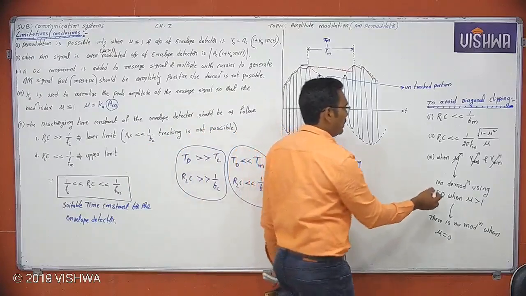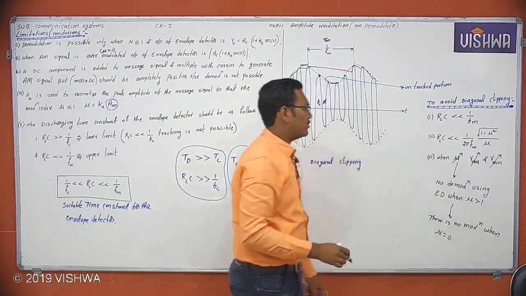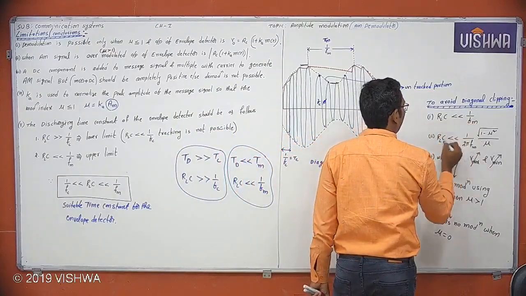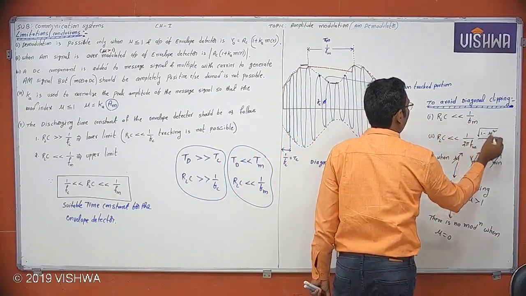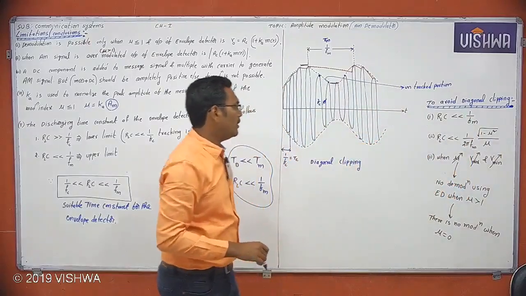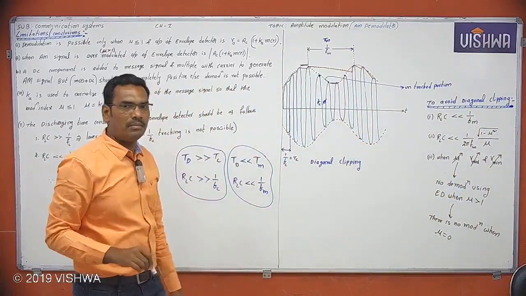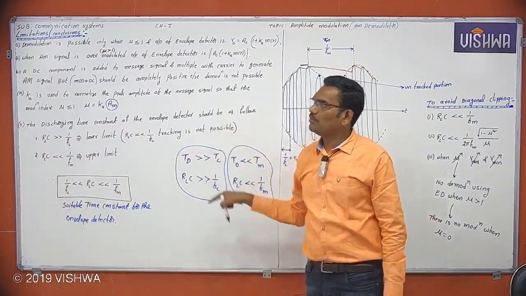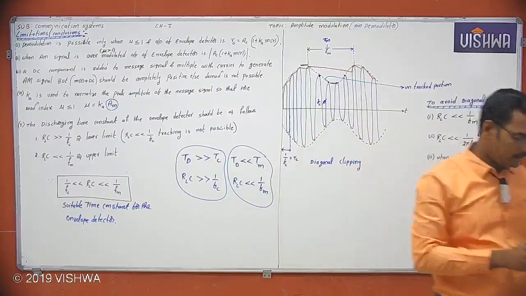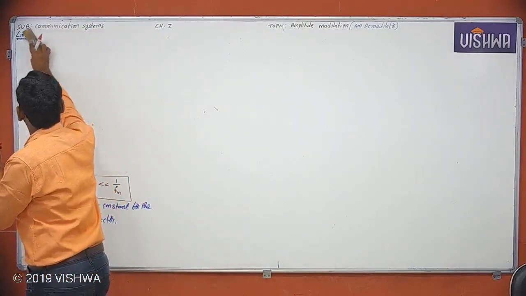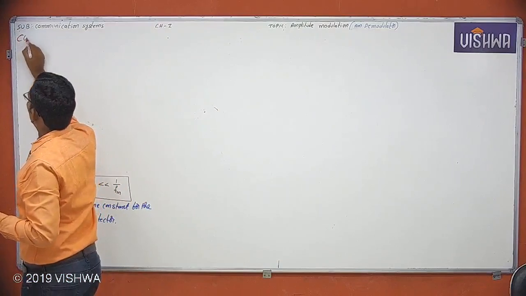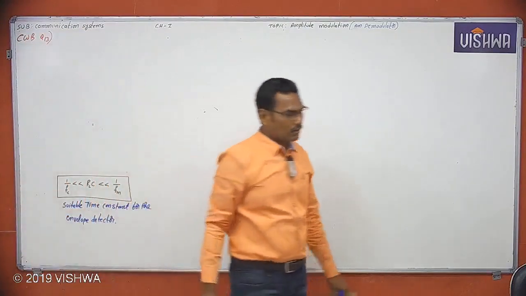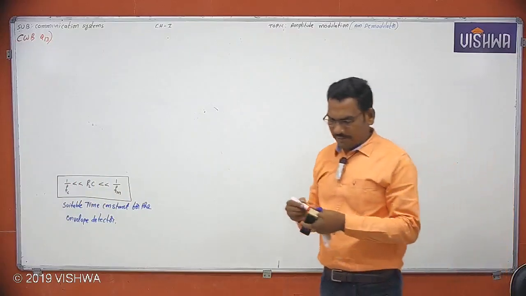But these should be the conditions when mu changes. To avoid diagonal clipping, RL into C is far less than 1 by Fm, and RL into C is 1 by Fm and square root of. These are the conditions to avoid diagonal clipping. One small problem we can explain based on this condition. First, note down each and every point. Classroom workbook, question number 13.